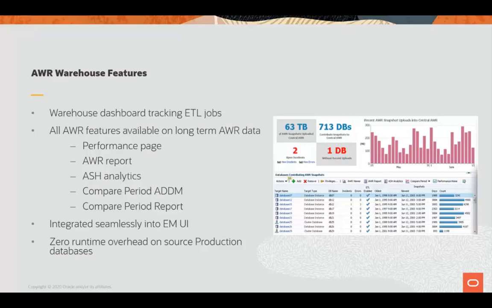You can also use this performance page to understand how much data you're loading, how much data you're generating. And from here, you can create AWR reports. You can call ASH Analytics to find out how the performance is. You can also execute compare period ADDM reports and also compare period AWR reports. As you can see, this is integrated seamlessly into the Oracle Enterprise Manager UI and has zero runtime overhead on the source production database when we extract the data.